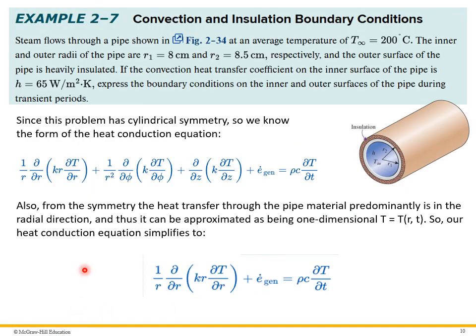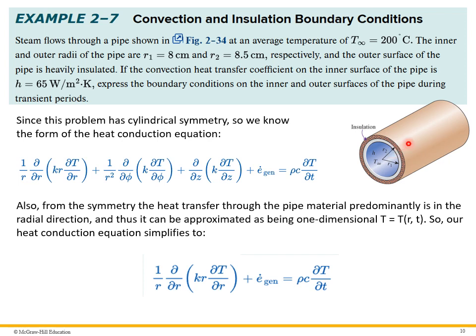So here's an example, example 7. You have steam flowing through a pipe shown here, and it's obviously a cylindrical kind of symmetry. So here, steam flows at an average temperature of 200 degrees C. That's the steam inside of it. So here you have the inner and outer radii of the pipe are 0.8 centimeters and 8.5 centimeters respectively.